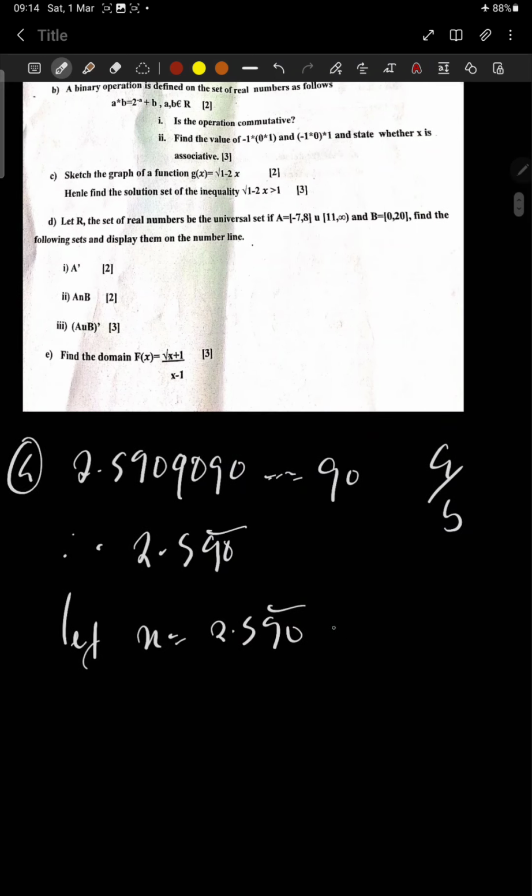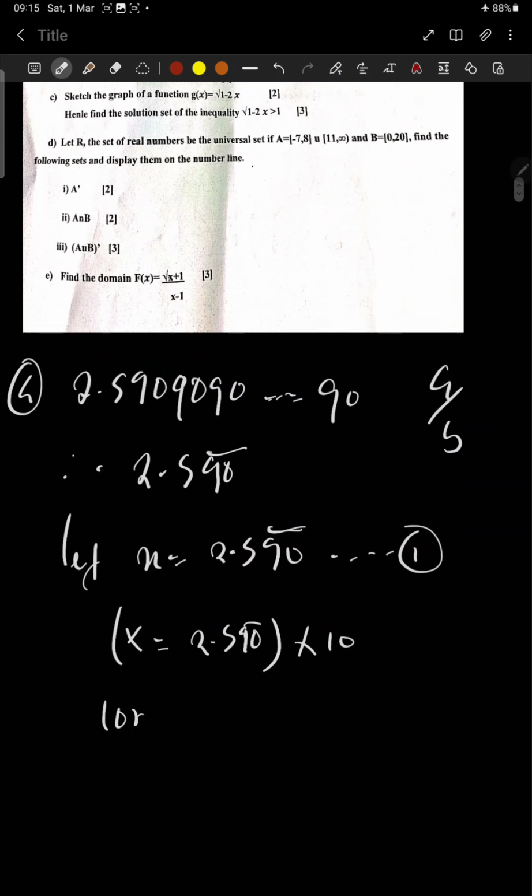You're going to say let x be equal to 2.590 bar, as your equation 1. Then you're going to multiply this. You take the decimal here before the bar. So how do you do that? You're going to multiply by 10. So x is equal to 2.590 bar, I'll multiply it with 10. So 10x is equal to 25.90 bar. So this is equation 2.